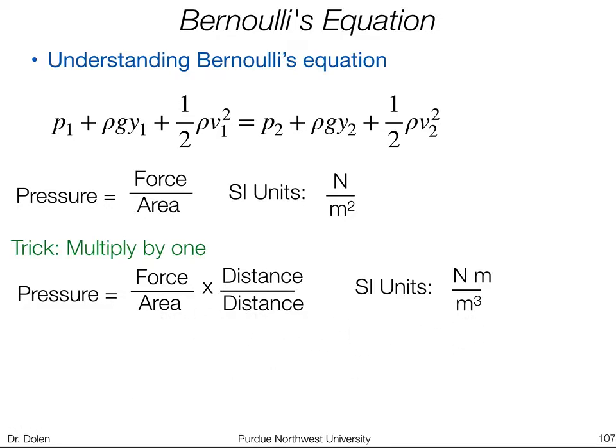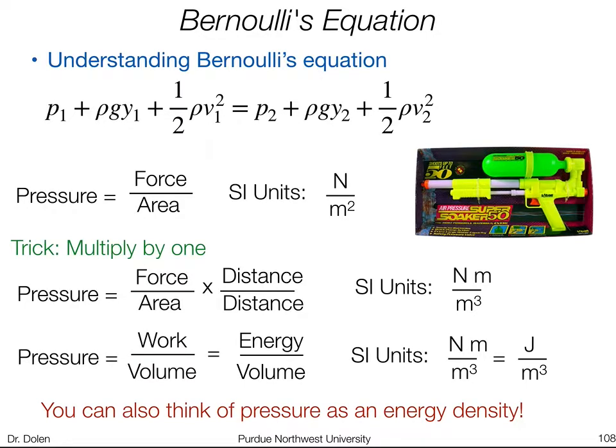Okay, so looking at that a little bit more closely, Newton meters is the same thing as our unit for work, right? Force times distance is work, or related to energy, right? And meters cubed is a unit of volume. So pressure is really also energy per unit volume, or joules per cubic meter. So we could write pressure in terms of newtons per meter squared, or we could write it as joules per cubic meter. So pressure is really also an energy density, right?